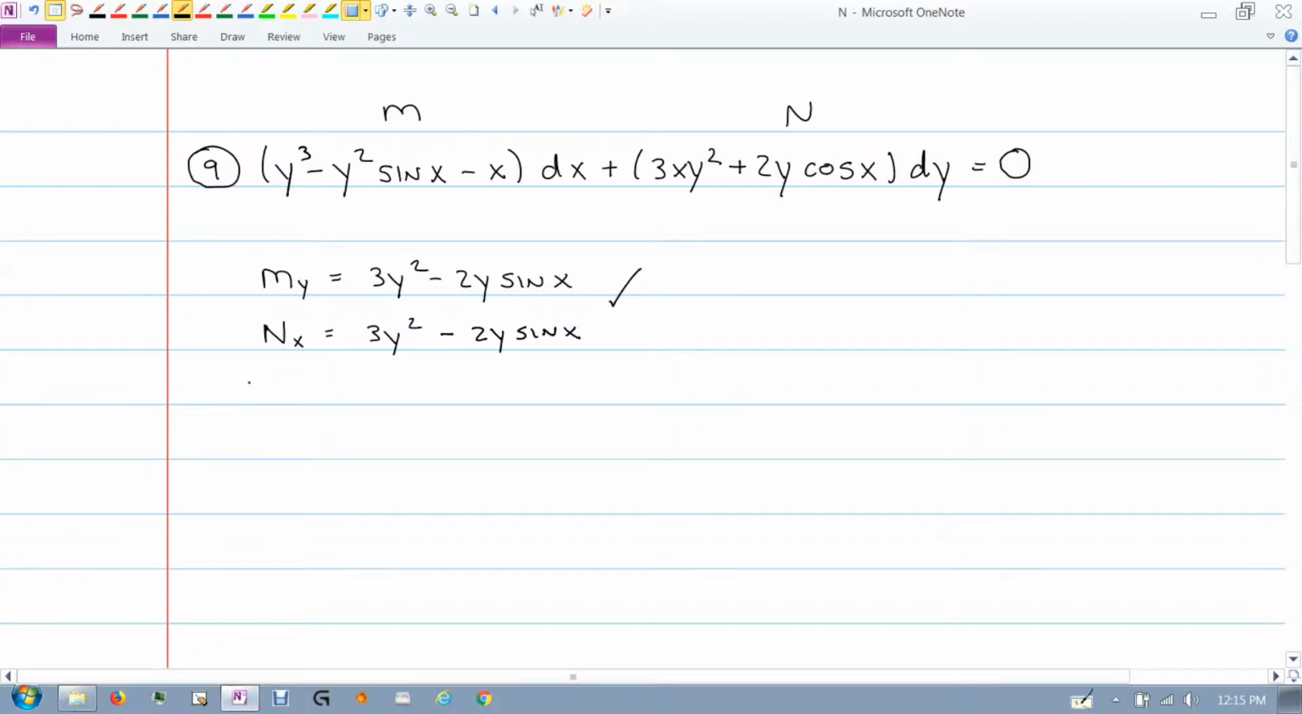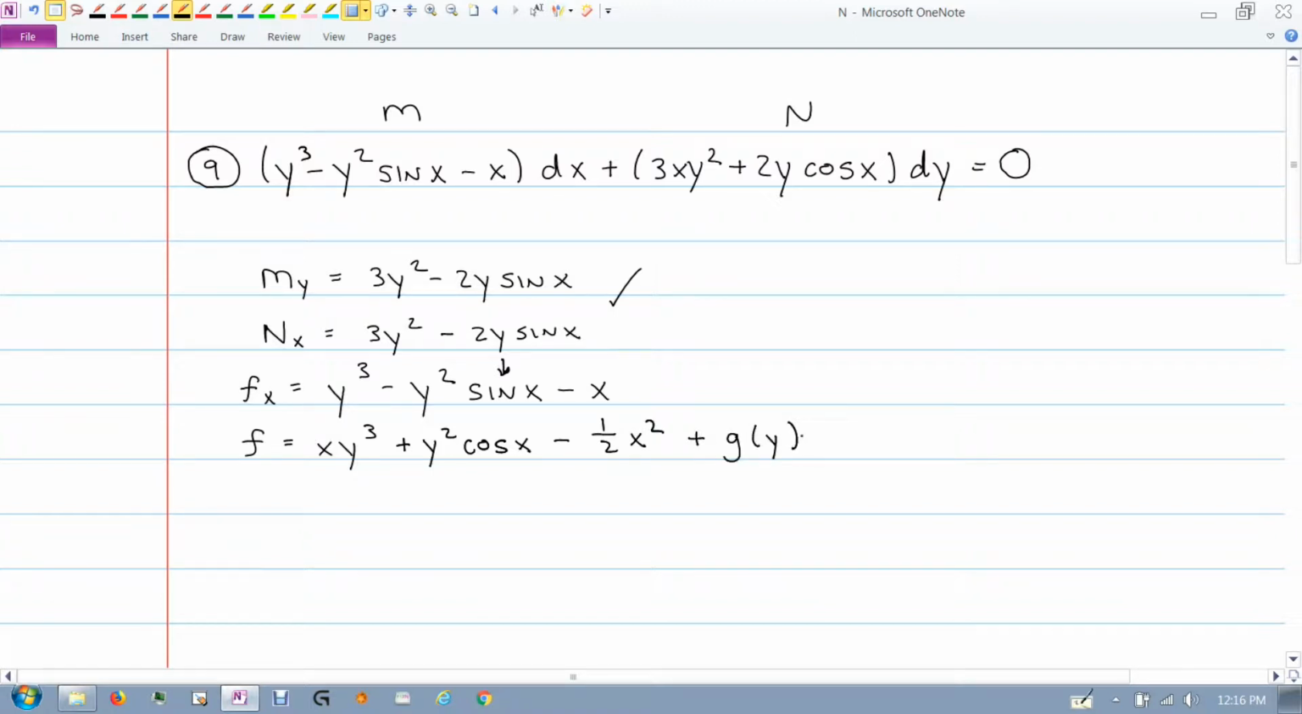And now we go through the process. So partial of f with respect to x is equal to M. So that's y cubed minus y squared sine x minus x. We integrate this with respect to x, and we get xy cubed minus xy squared. Oh no, oops. Okay, antiderivative here, we have to take the antiderivative of sine x, which is negative cosine x, so plus y squared cosine x, and then minus 1/2 x squared, and then plus possibly some function of y.